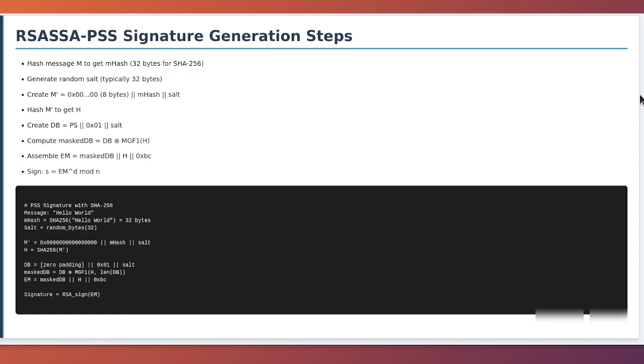Convert EM to an integer M using OS2IP. Apply the RSASP1 signing primitive to compute S equals M to the power d mod n using your private key. Convert S back to an octet string of length k bytes using I2OSP. This octet string S is your RSASSA-PSS signature.